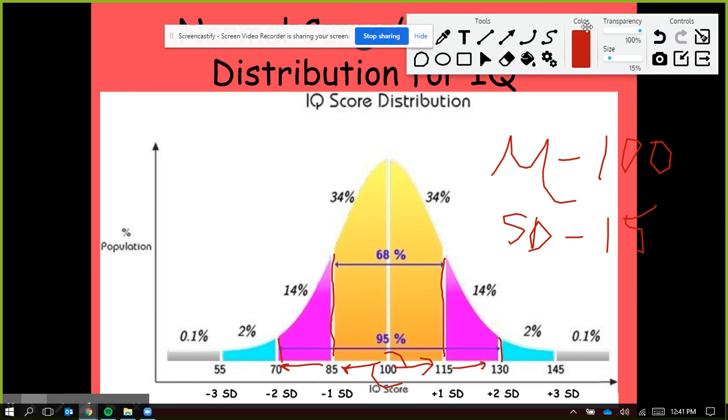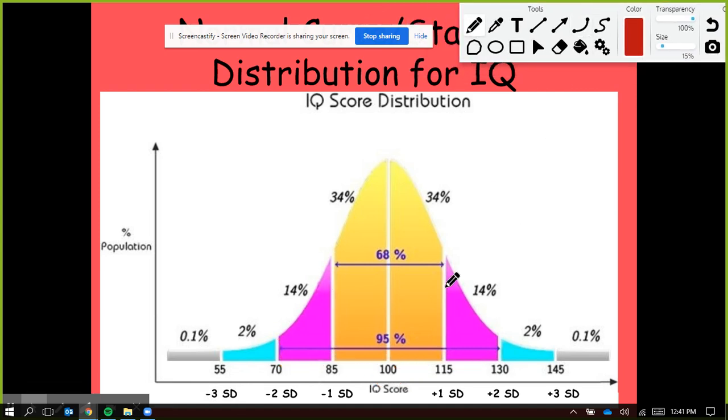All right. And then finally, 3 standard deviations from the mean. 55 is 3 standard deviations below, and then an IQ of 145 is 3 standard deviations above. Does anybody know what percentage of scores are going to fall within 3 standard deviations of the mean? Anybody have a guess, or see if you can figure it out?